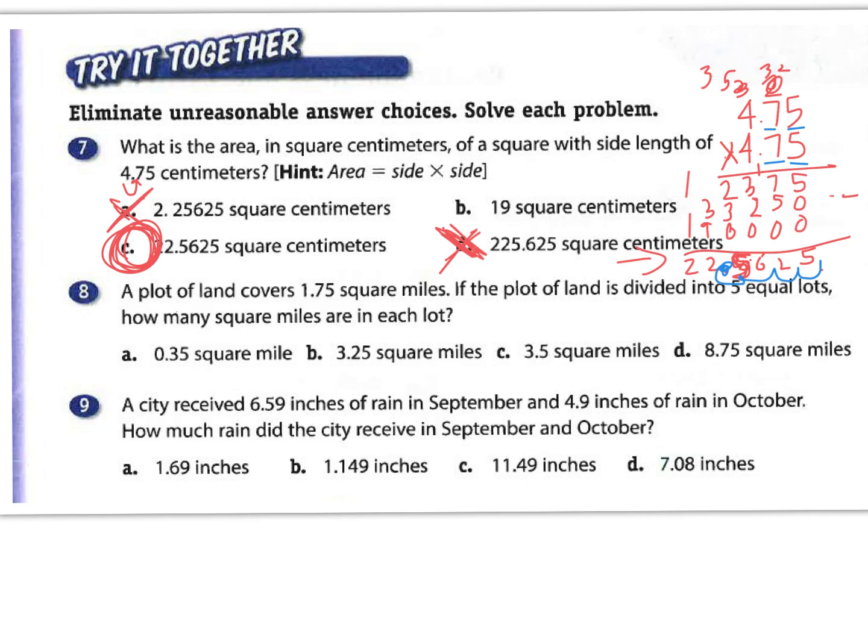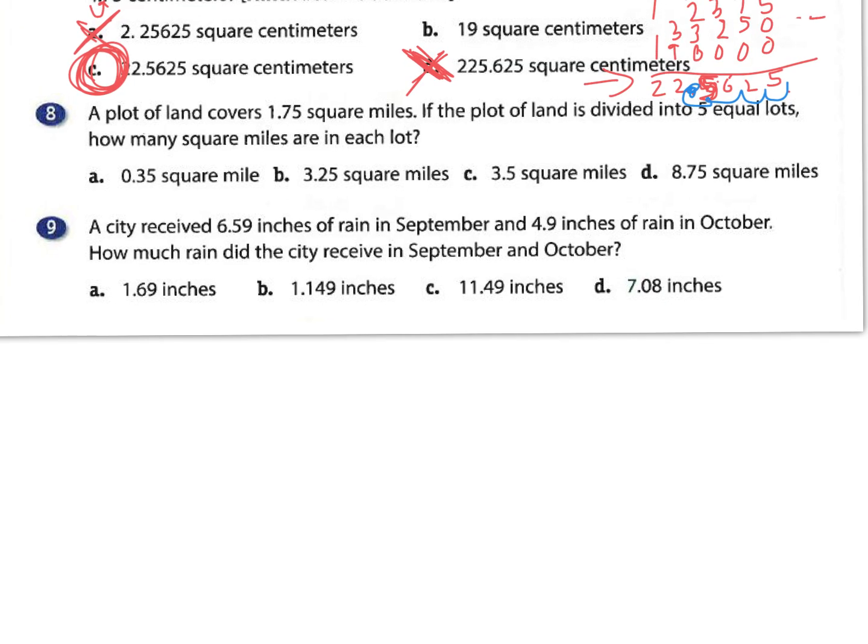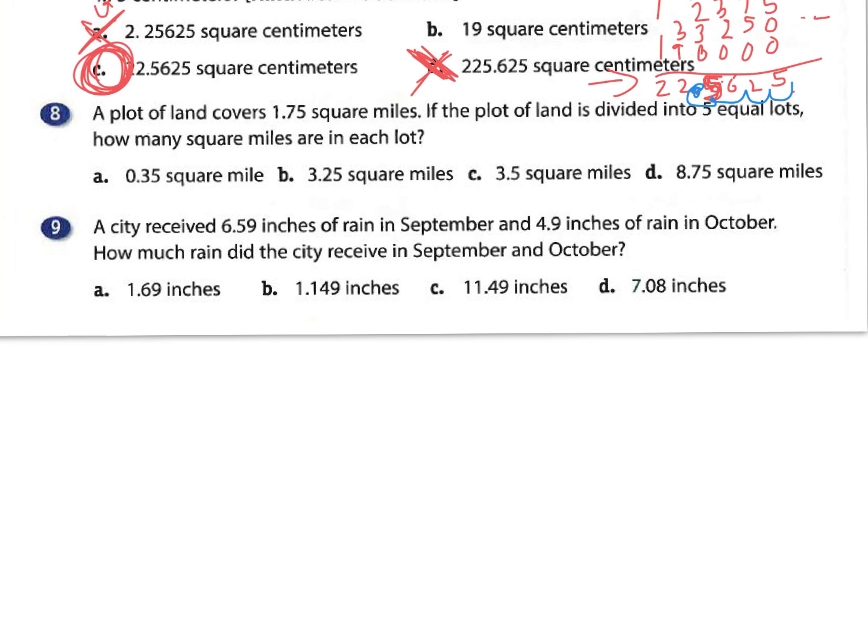All right, number 8 says, a plot of land covers 1.75 square miles. If the plot of land is divided into 5 equal lots, how many square miles are in each lot? All right, I'm going to move this up so we have some room to do the problem down below. So 1.75 divided by 5. So let's solve that. Our decimal point's going to go straight up.